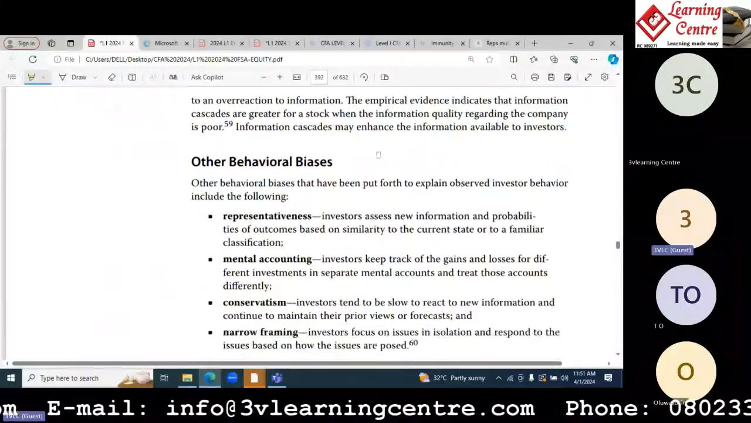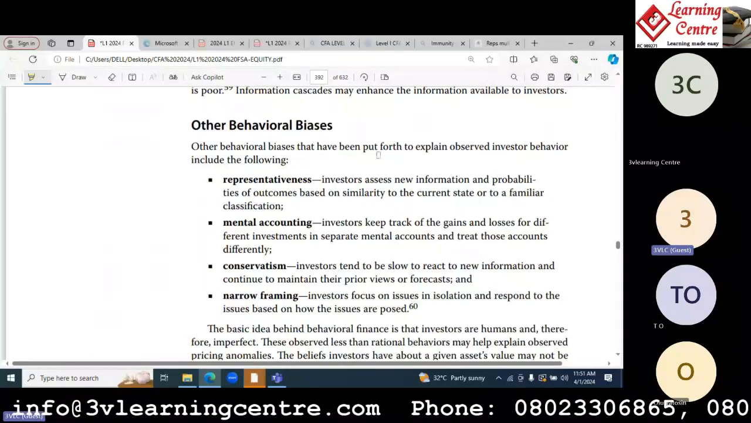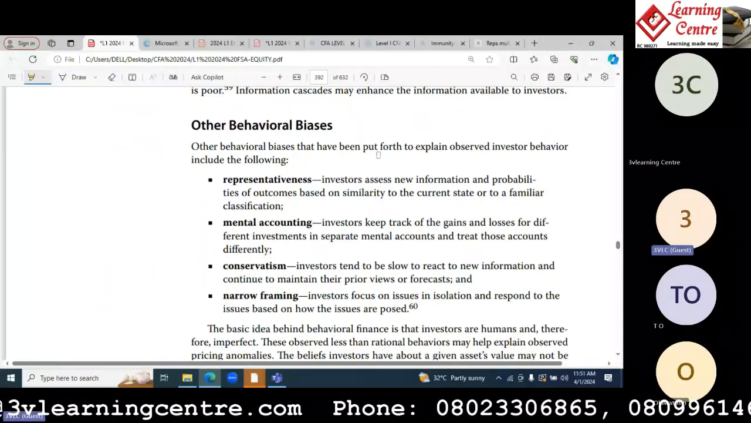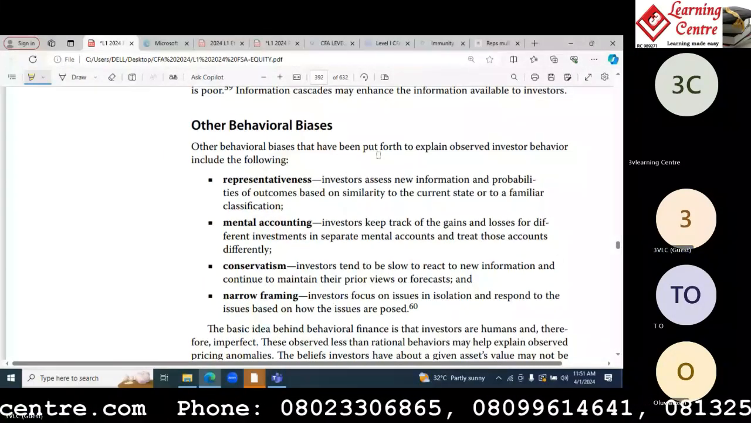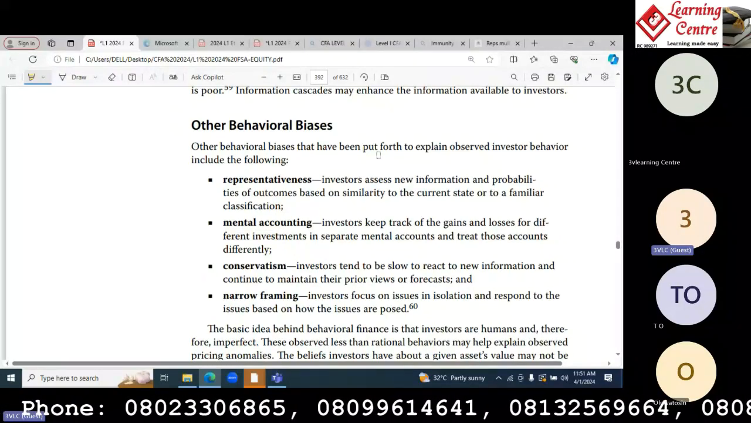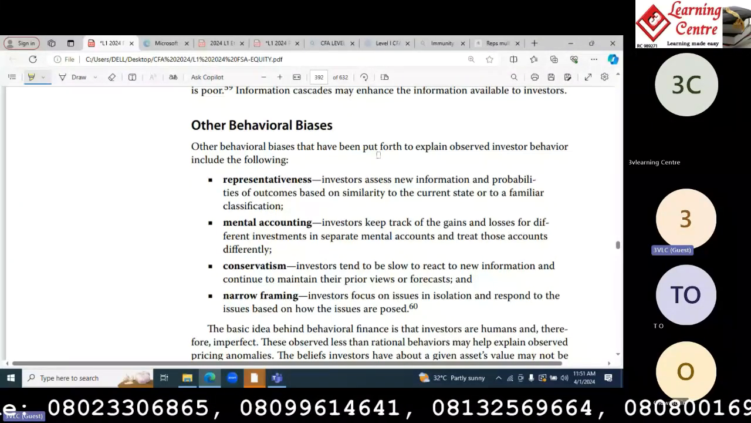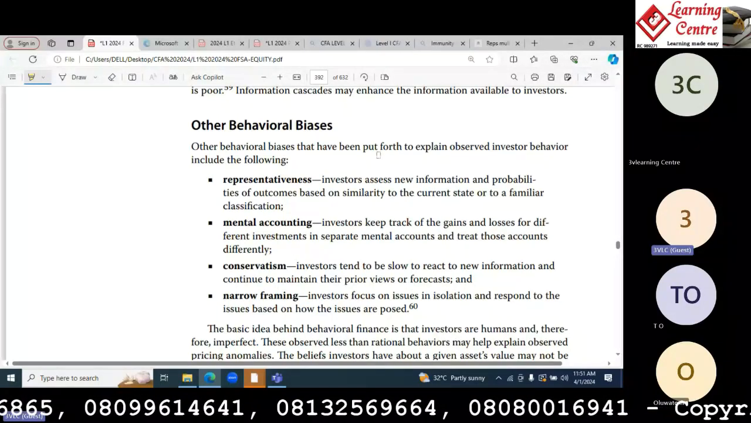Okay, other behavioral biases, representativeness. Investors assess new information and probabilities of outcomes based on similarities to the current state or their familiar classification. They are using what they know to make decisions, not interpreting and analyzing the information that has come to them. Then we have mental accounting.